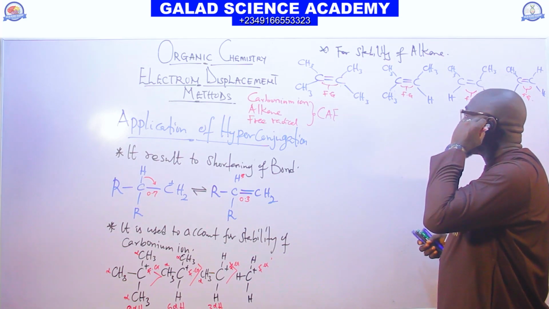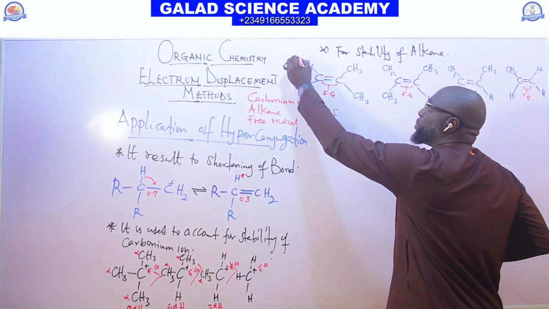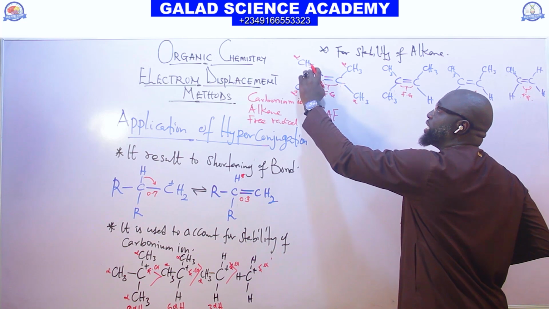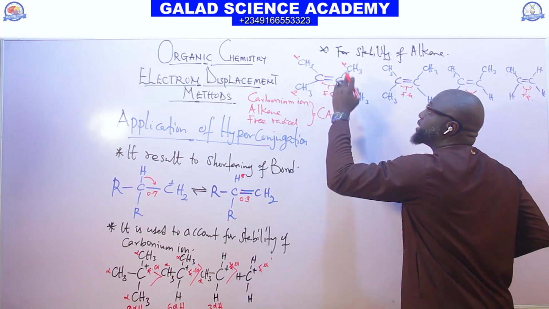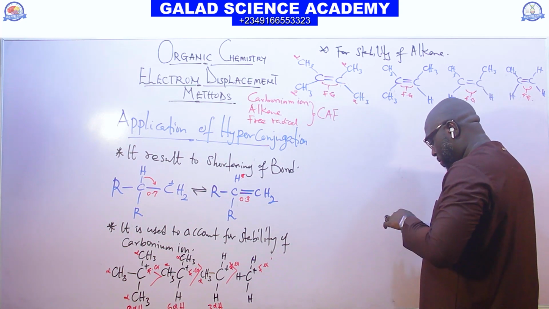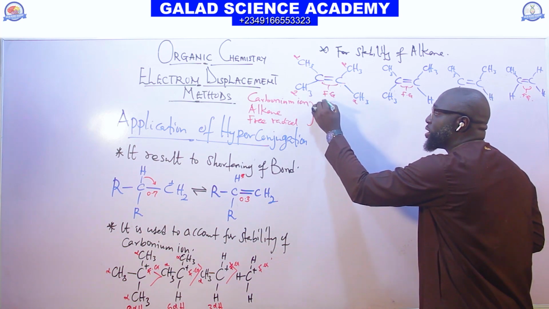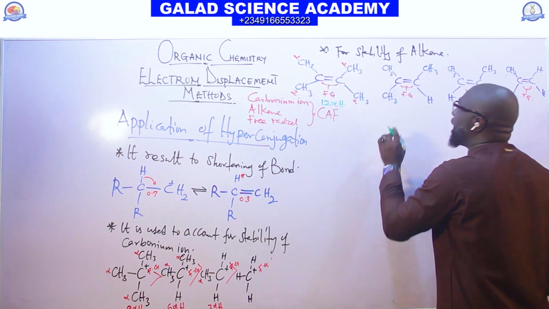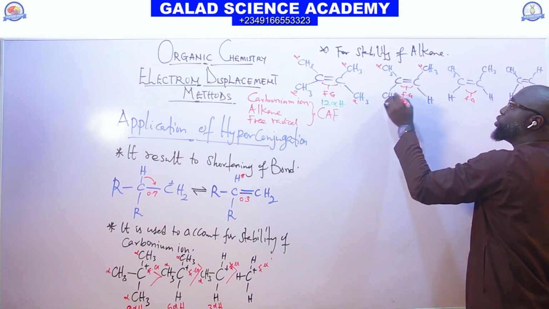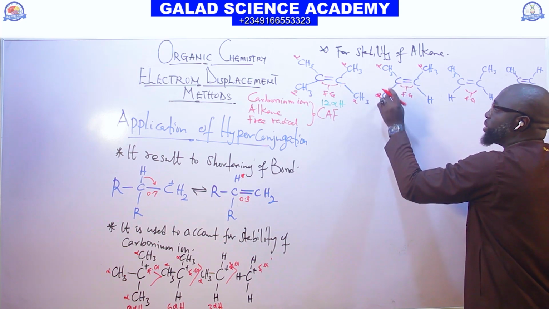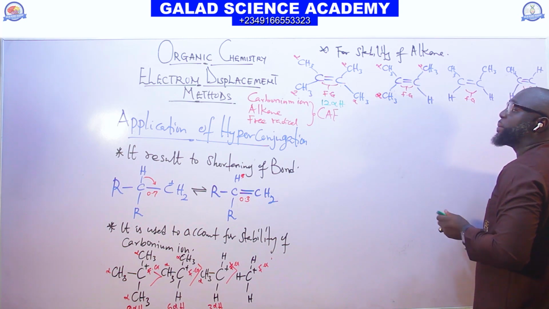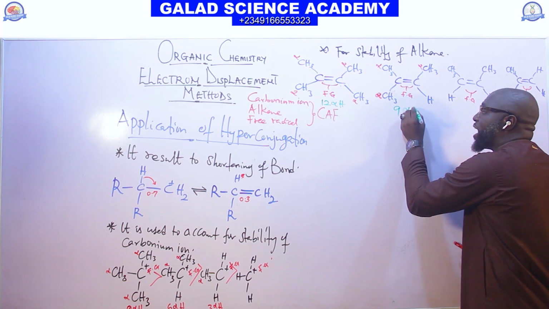So here, for this one, how many alpha carbons do we have? 1, 2, 3, 4. How many hydrogens? 3, 3, 3, 3, that is 12. So here we have 12 alpha hydrogens. Here, calculate this one. We have how many alpha carbons? 1, 2, 3. How many hydrogens? 3, 3, 6, 9. So here we have 9 alpha hydrogens.